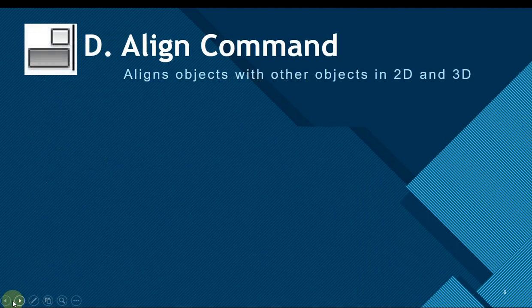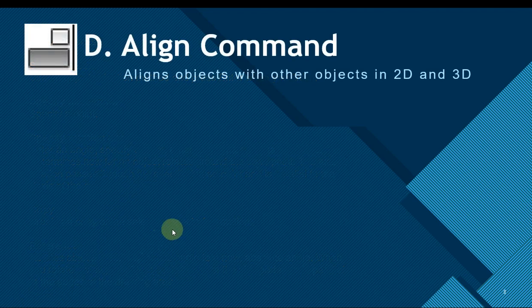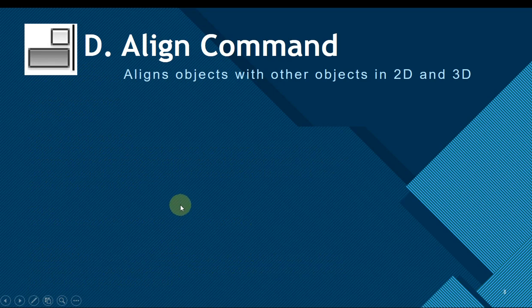Anyway, so those are the list command that we use. So we have here the select object, specify point, specify rotation angle. So remember that we can give also the specific rotation, but we can also give a location that we want to. Okay. And reference object. Okay, so align command.